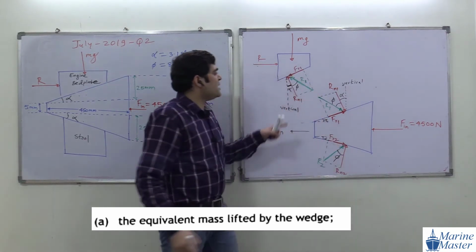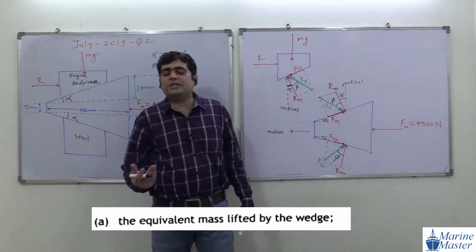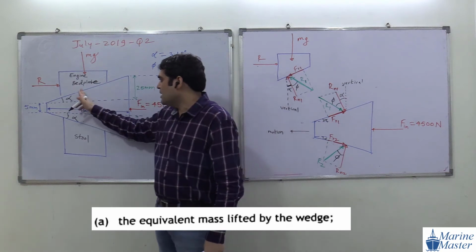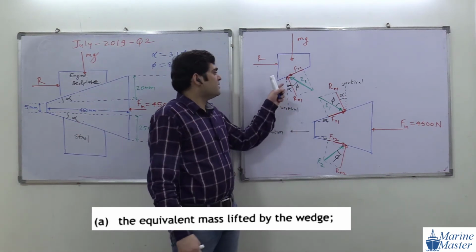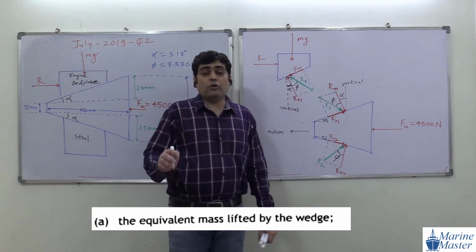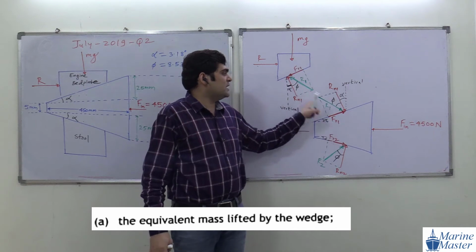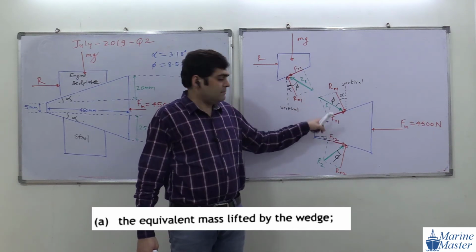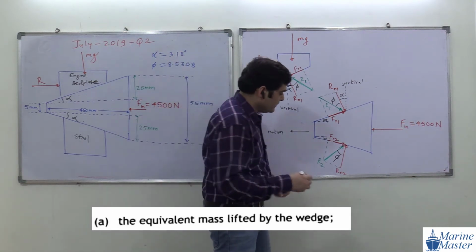And this angle will be phi. Why are we taking phi everywhere? Here also phi, here also phi, here also phi, because the coefficient of friction is the same for every plane. If the coefficient of friction is different, then we will take a different angle of friction. Are you getting my point?